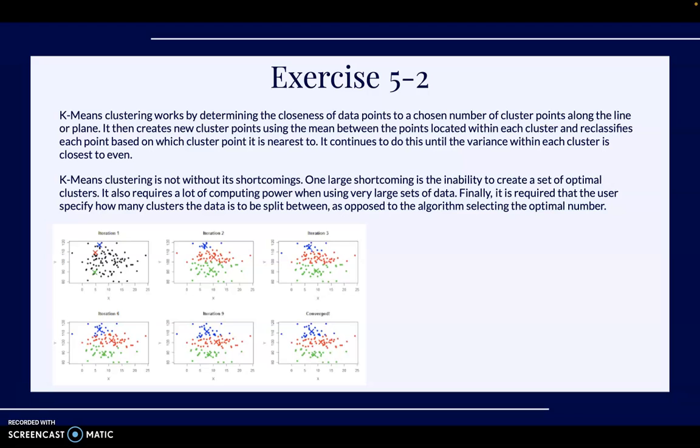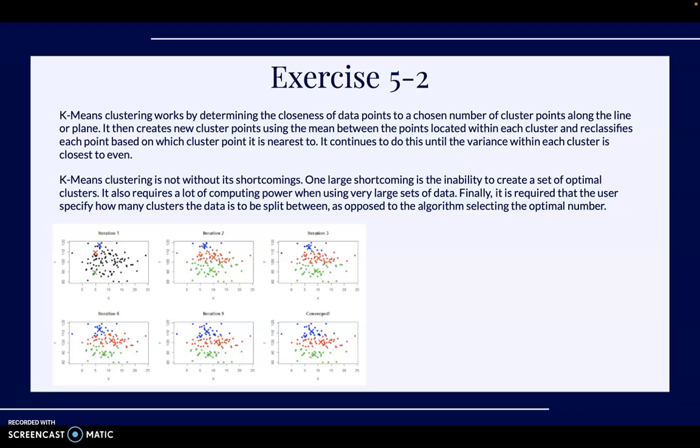after that point, it will look at all the data points within the same cluster and locate the mean point between all of them. And then it will do the same thing again using these new mean points, and it will continue to do that until the variance within each cluster is the closest to even. So this will be the distance until the total distance from every data point to its cluster point, its mean midpoint, is the closest to even between all clusters.